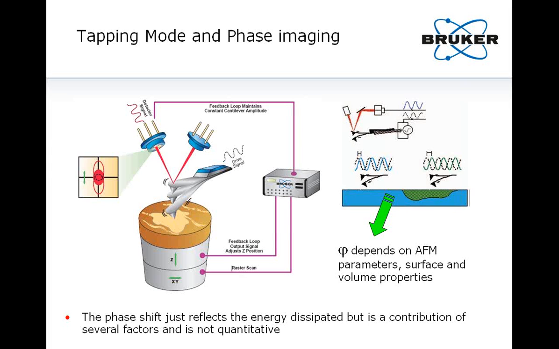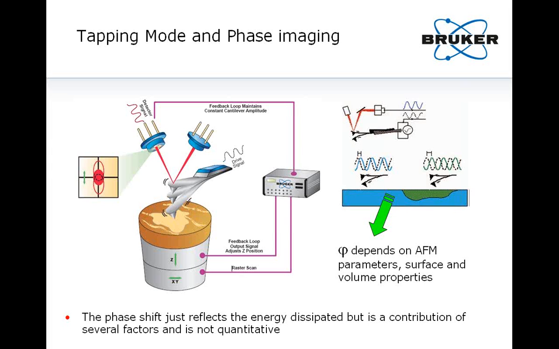So depending on a parameter that we call ratio set point, which is actually the amplitude set point out of the free amplitude of oscillation, the phase signal will be more or less sensitive to surface or volume properties. So for instance, for high ratio set points, this is what we call light tapping conditions, it will be more sensitive to surface forces, mainly adhesion forces. For low ratio set points, these are hard tapping conditions, it will be more sensitive to topography.